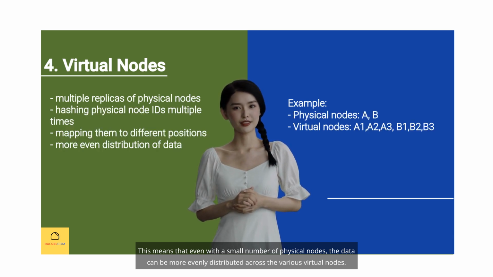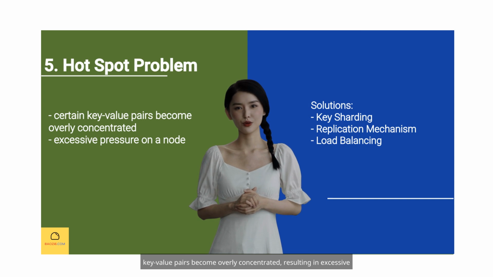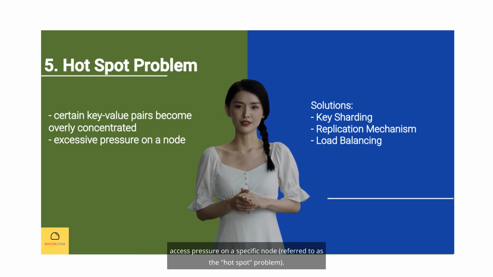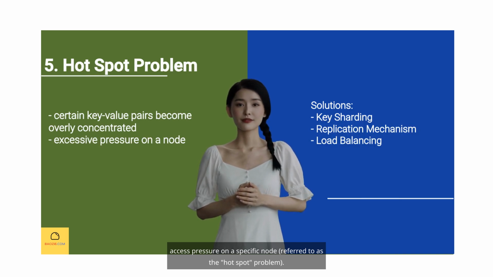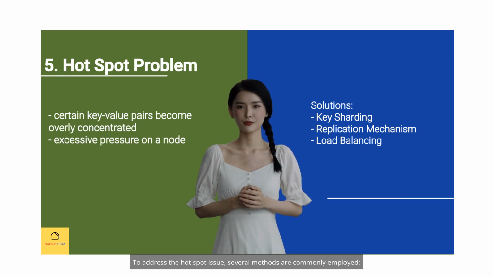When using consistent hashing, there can be instances where certain key value pairs become overly concentrated, resulting in excessive access pressure on a specific node, referred to as the hotspot problem. To address the hotspot issue, several methods are commonly employed.